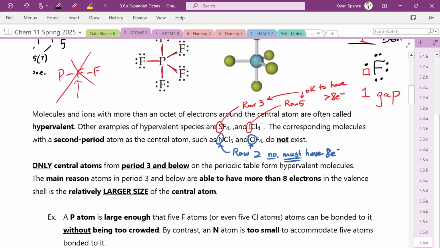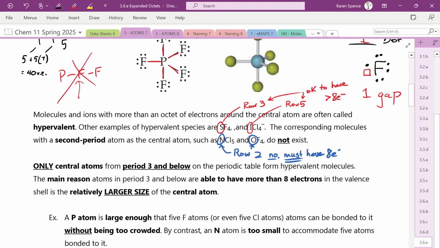Alrighty. If you're interested in why, it's just because as you go down the periodic table, you have more and more shells. So the bonding takes place at a larger distance from the nucleus. If you imagine something small, you can only probably fit 4 things on it. But if you have something big, you can stick more things around it just because it's larger. Okay?